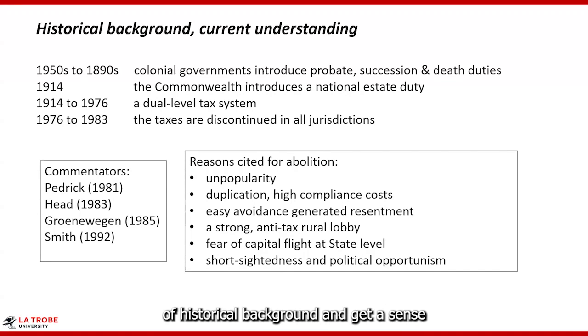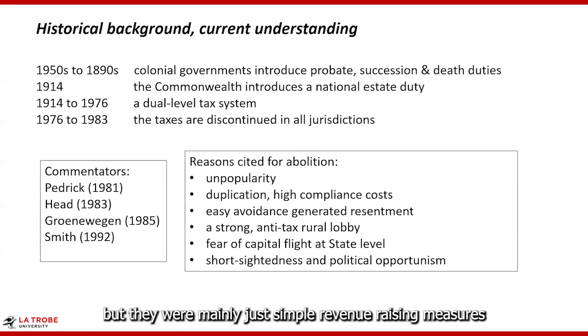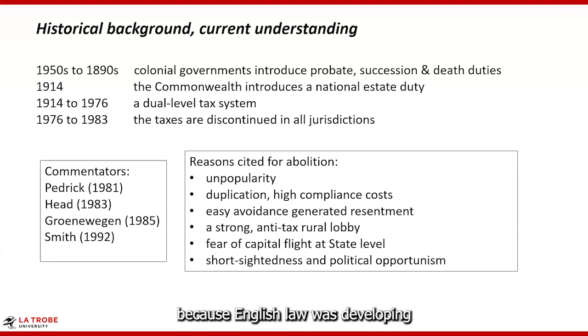So we'll start with a little bit of historical background and contemporary understanding of what happened. Australia's pre-Federation colonial governments introduced a state-level bequest tax between the 1850s and the 1890s. But they were mainly just simple revenue-raising measures, and the statutes were modelled on English law. And because English law was developing quite quickly during the second half of the 19th century, the Australian statutes were also quite varied. The federal government then introduced a national estate duty in 1914 during the period of wartime fiscal crisis. And the dual level tax system then remained in place, changing only incrementally over the following 60 years until the middle of the 1970s. And then, over a relatively short period, they were abandoned in every jurisdiction.